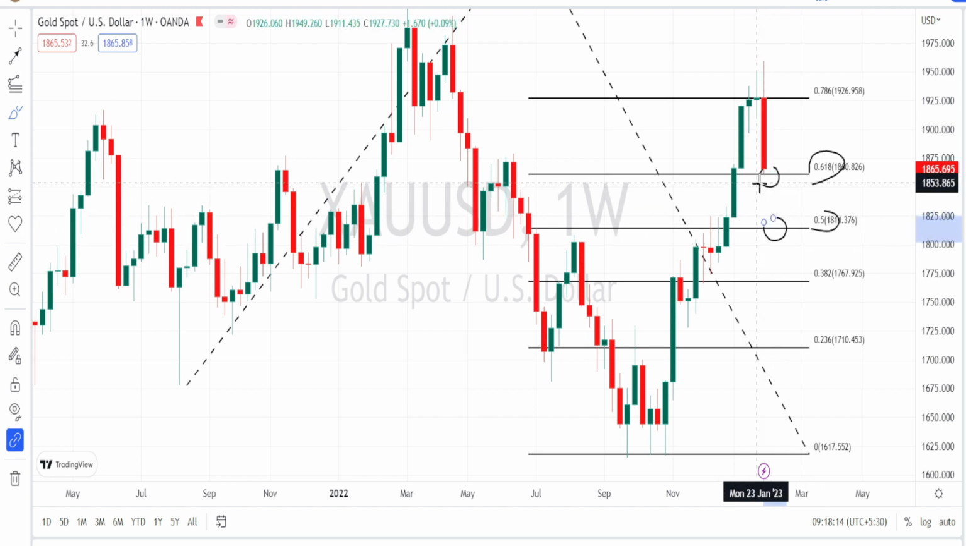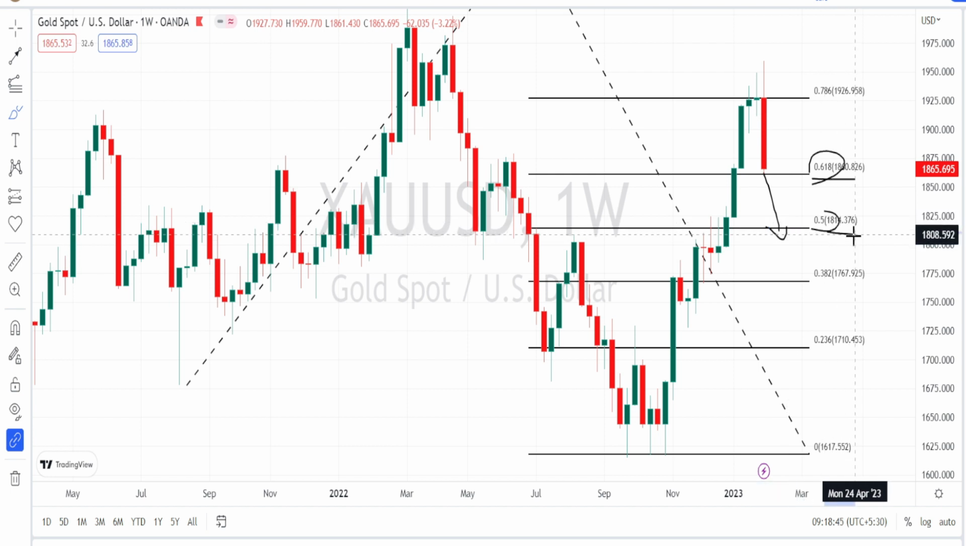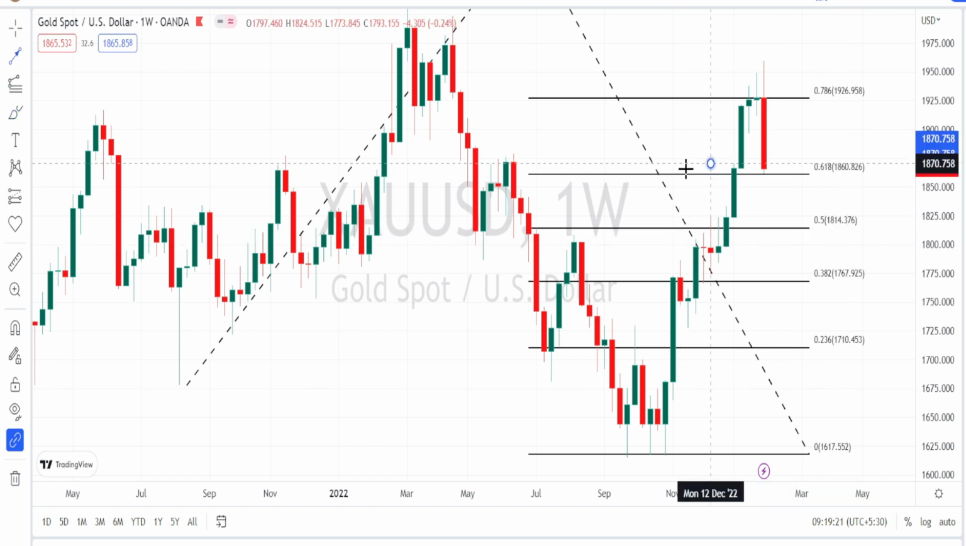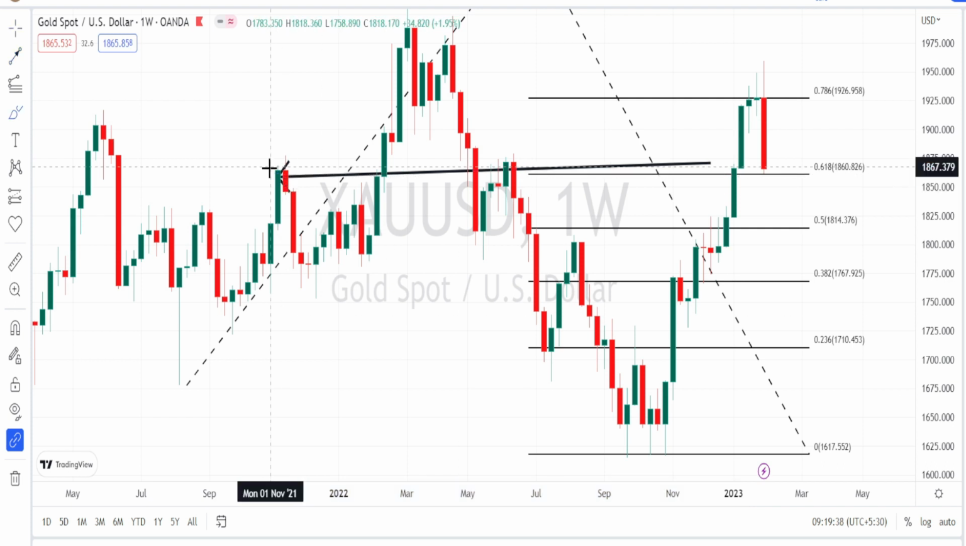So currently we are noticing the price action to take support at this level, which means that there are chances for the price action to bounce back on the bullish side retracement. But if the price action breaks this support level of 1860, next target is going to be around the 0.5 level, which is around 1814. And when we look at the past price action also, it is testing the support zone or the demand zone from the past price action.